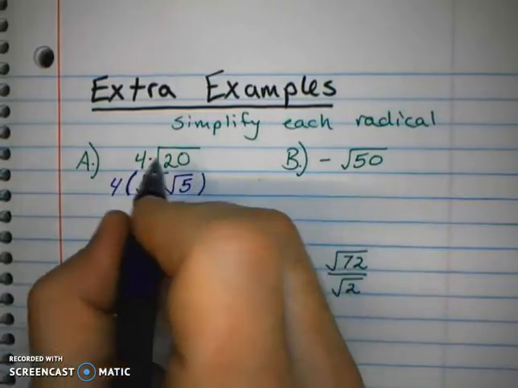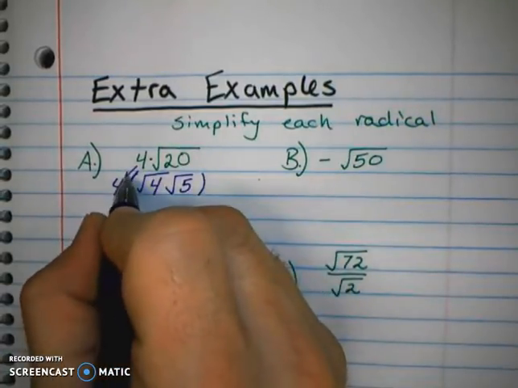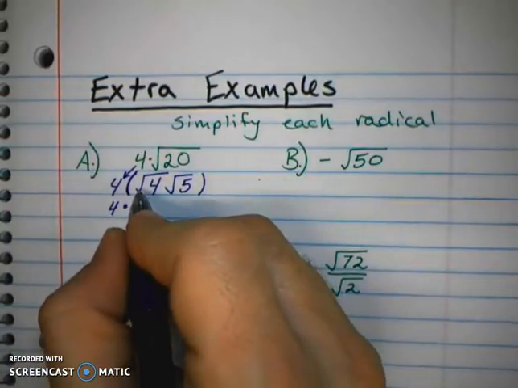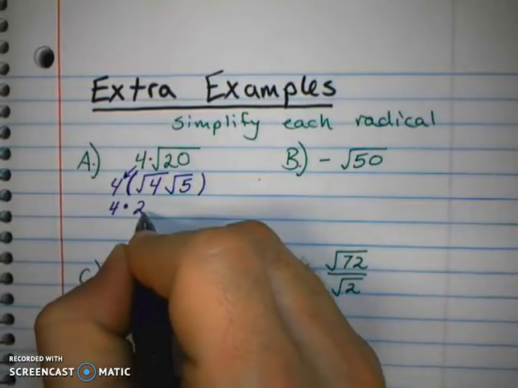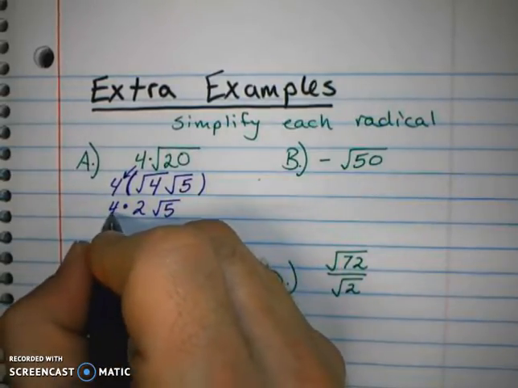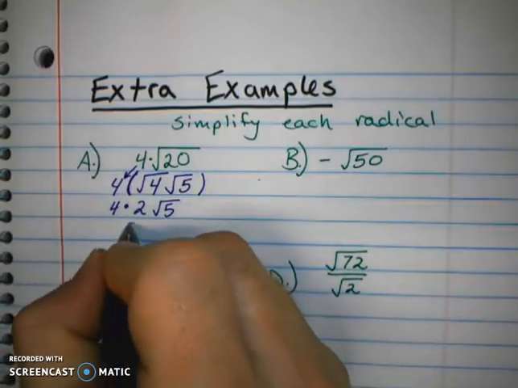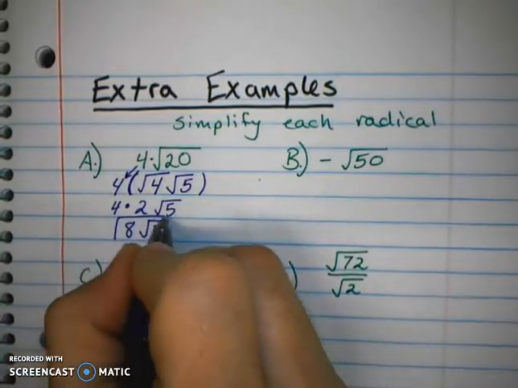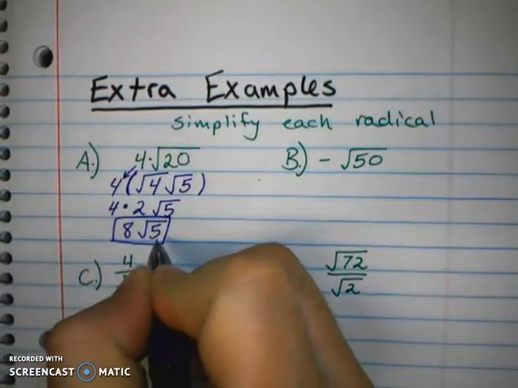And so to simplify this, I've still got this 4 that kind of just keeps dropping down until it has something else that can be combined. And the square root of 4 is 2, but then we still have root 5. And now we can multiply 4 times 2. 4 times 2 is 8. And so our final answer is 8 square root of 5, or 8 times the square root of 5.